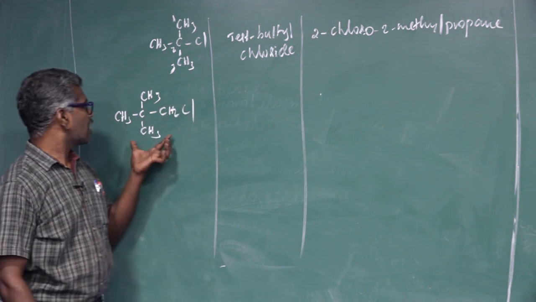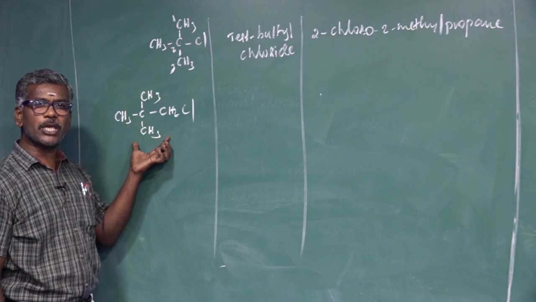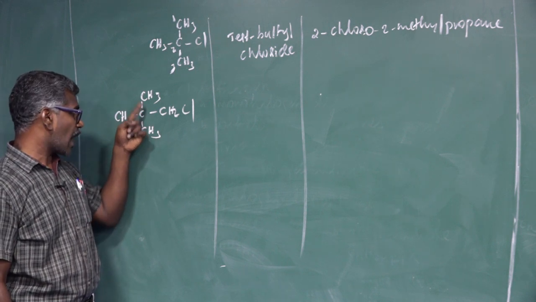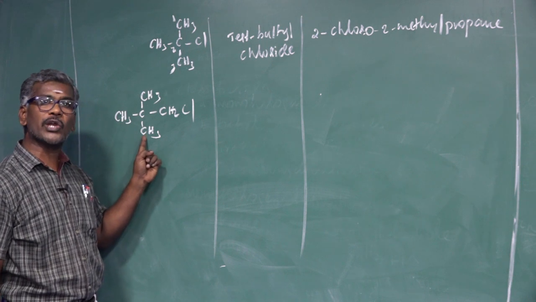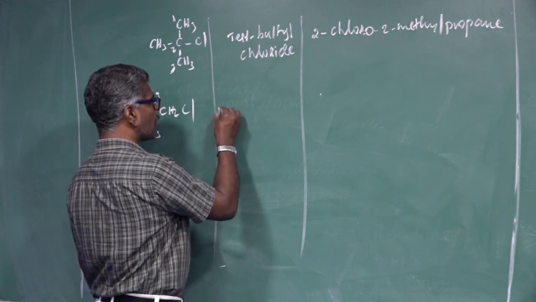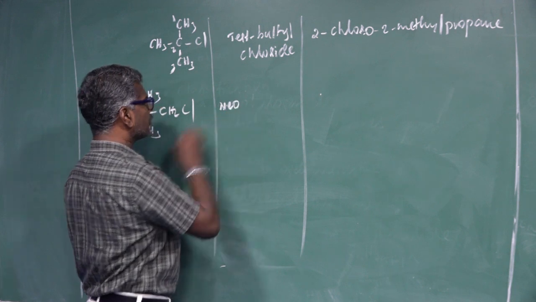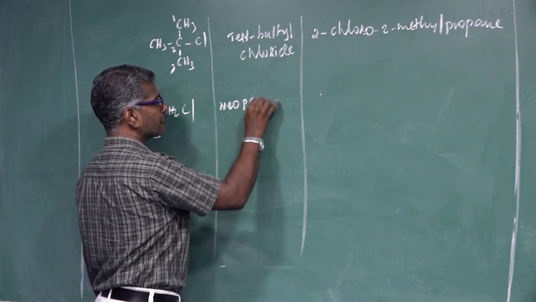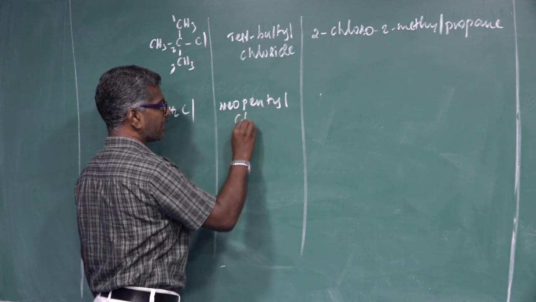Another compound. This compound is a neo compound. What is a neo compound? The center carbon, valence 4, is attached with 4 other carbon atoms. This name is called neo. Totally the carbons are 1, 2, 3, 4, 5. Neo pentyl chloride.